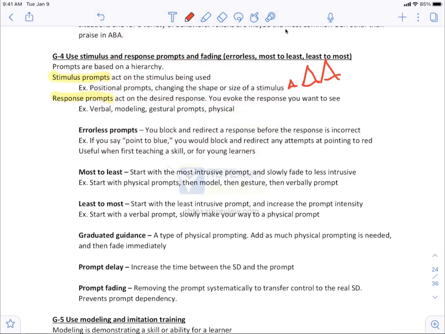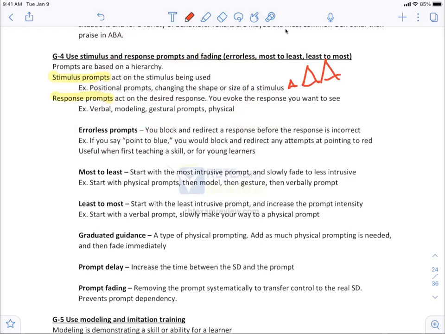What do we have? We have errorless prompts. When we're teaching errorlessly, we're trying to block and redirect any incorrect response before it happens. Point to blue; block and redirect any attempts at pointing to red, and redirect right to blue. This would be an example of a response prompt. We're blocking and physically prompting the right answer. The stimuli are not changing, it's still red and blue.